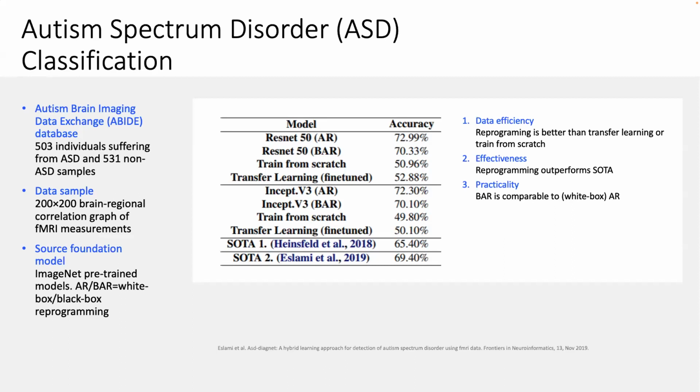What you can see is that AR means white box reprogramming, and BAR means black box reprogramming. The only difference is whether you have access to the gradients. Can you do backprop or not? But in either case, these two methods give state-of-the-art results compared to current best baselines. There are two SOTAs that require a lot of feature engineering and design to figure out the best way to extract features from this noisy brain correlation graph, to get the accuracy close to 70. But without any sophisticated feature engineering, if we simply apply reprogramming using pre-trained ImageNet models, we already surpassed the state-of-the-art performance.